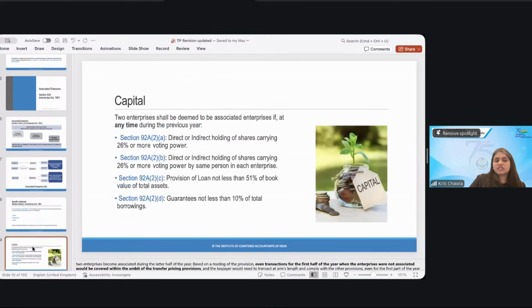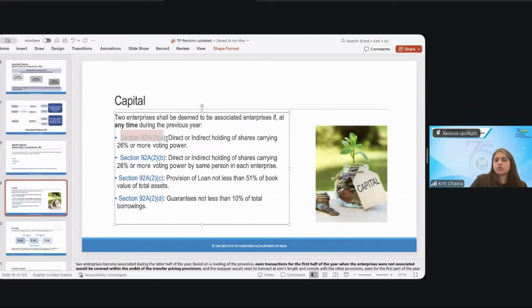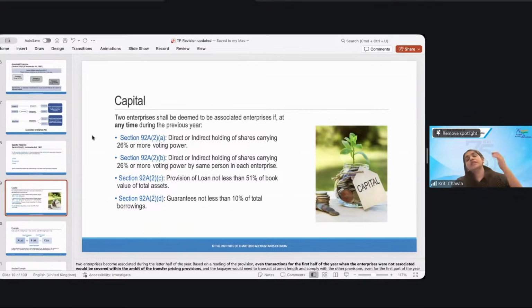So let's look at the first instance, which is Section 92A, subsection 2, clause A. It says two enterprises shall be deemed to be associated enterprises if at any time during the previous year, Section 92A(2)(a) says direct or indirect holding of shares carrying 26% or more voting power. So what they're really trying to say is that if one entity holds directly or indirectly 26% share capital in another enterprise, then these two entities will be associated to each other.